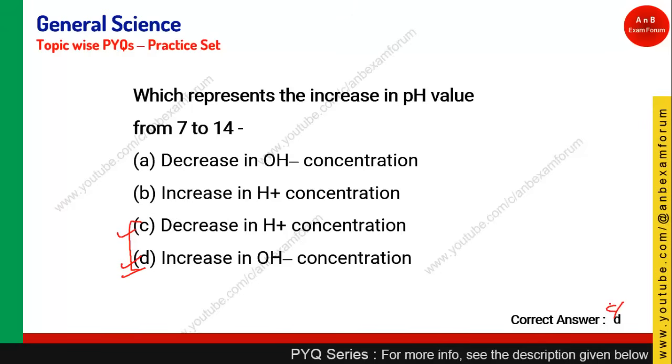So C and D both are right, because if you are decreasing the hydrogen ion concentration, it is moving toward basic, since it is telling from 7 to 14. So at 14 you will not have any hydrogen ion concentration. That's why D is more appropriate, because it is telling from 7 to 14. Okay, so it's option D only. So increase in OH concentration will be highest at pH value 14.